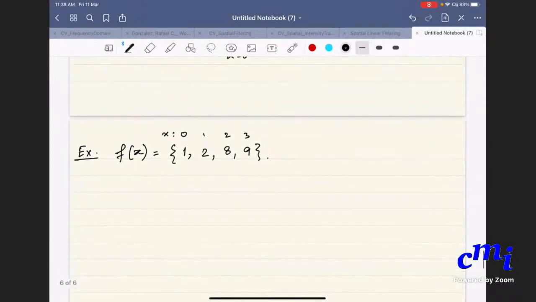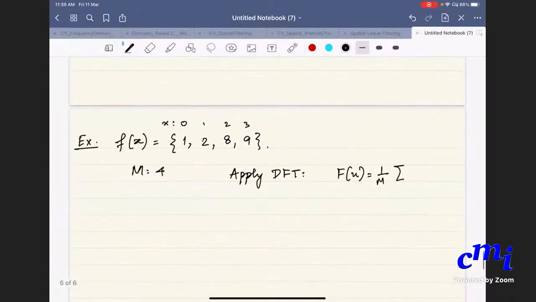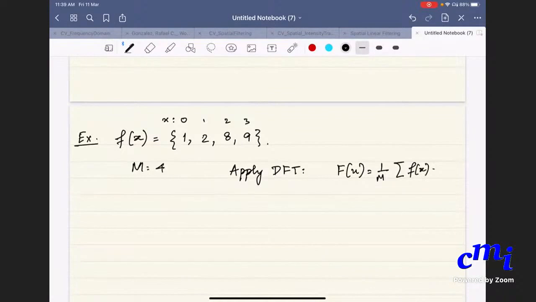Now let's apply DFT to this. From this we know that capital M is 4. There are 4 sample points. So if we apply DFT, F(u) is 1 over M summation, see this formula up here, f(x) e raised to minus 2 pi i u x by M, where x goes from 0 to M minus 1. So we just substitute the terms in this.